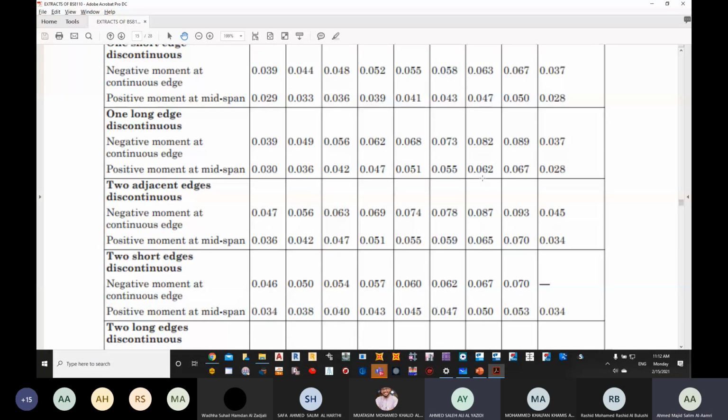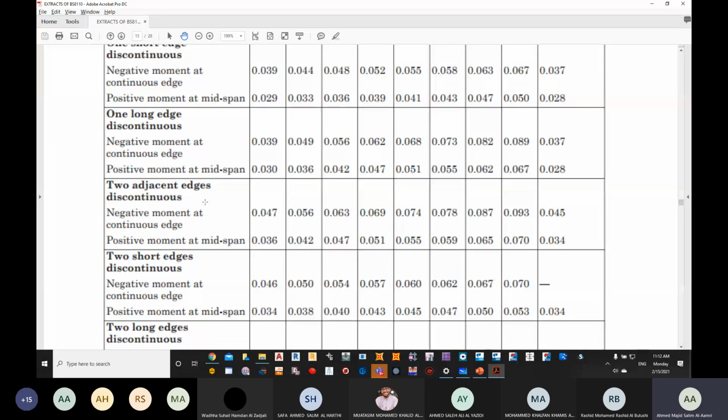Case number 4, it says for you, 2 adjacent edges discontinuous. Adjacent means nearby, or close. So when we say 2 adjacent edges, it means one long and one short are going to be discontinuous.